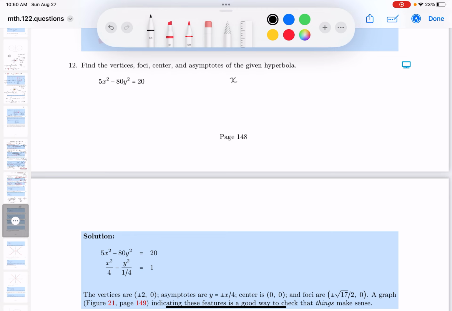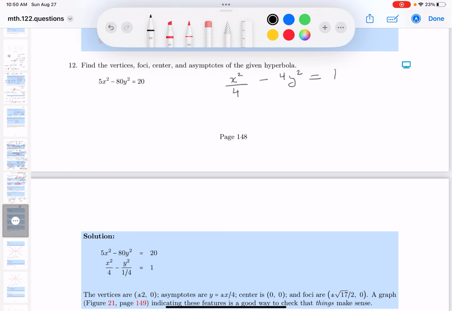You would get x squared. When I divide the first term by 20, 5 goes in 24 times, minus 5 and 24. This is weird looking, isn't it? Then it's going to be 4y squared. Again, I'm dividing by 20, and that equals 1.